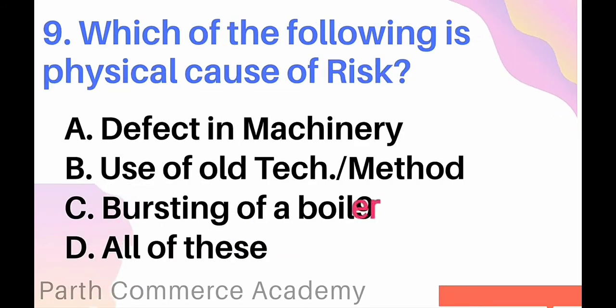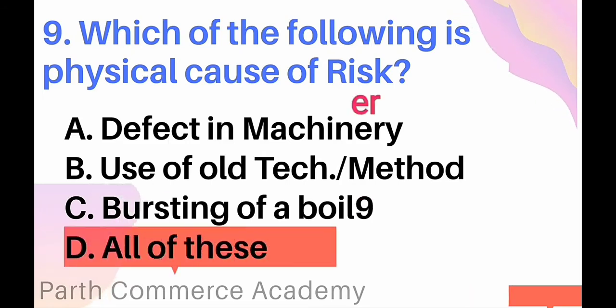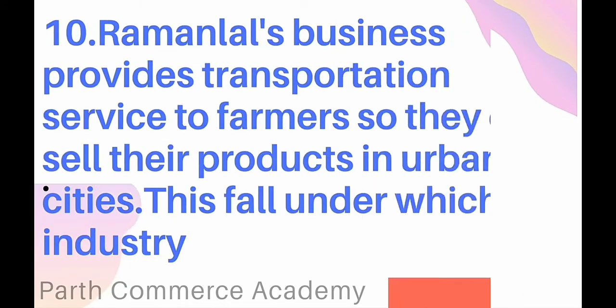Next question is, which of the following is a physical cause of risk? Options are defect in machinery, use of old technology, bursting of boiler, and all of these. When we are talking about physical risk, all options are part of physical risk only. So the correct answer is all of these.